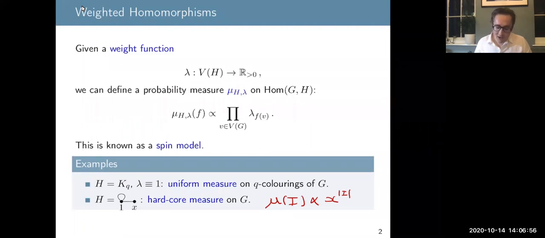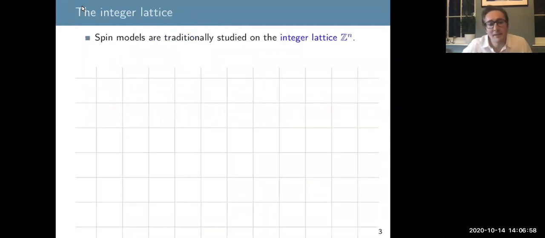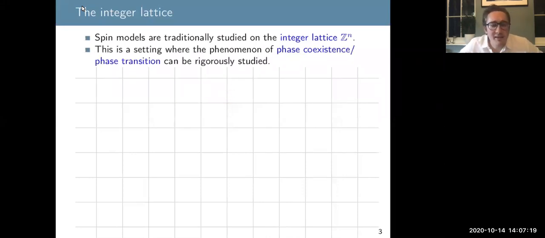Okay, so these kinds of spin models are traditionally studied on the integer lattice Z^n. So here I've drawn a picture of Z^2. So just strings of length n with integers, and I join them by an edge if and only if they differ in exactly one coordinate by 1. And this provides a nice setting where the phenomenon of phase coexistence and phase transition can be rigorously studied.